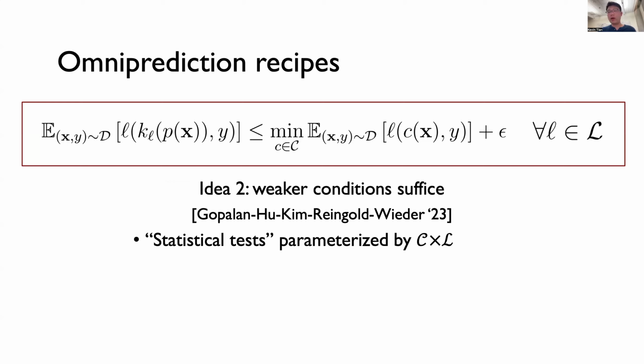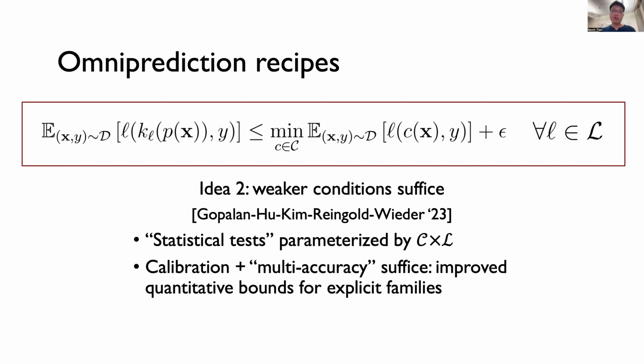Now, to make this definition more algorithmically tractable, previous work in ITCS 2023 showed that a set of weaker conditions suffice beyond multi-calibration. In particular, they showed that if you define a set of statistical tests parameterized by the comparator class script C and the loss function family script L, and you pass all of these statistical tests, then all of a sudden you've achieved omniprediction. So roughly speaking, you can consider these statistical tests as showing that your predictor satisfies two more standard notions known as calibration and multi-accuracy. I won't define these in detail in this talk, but these are essentially the key ideas used in this reduction.